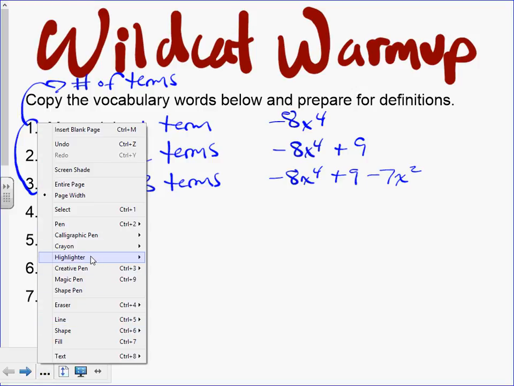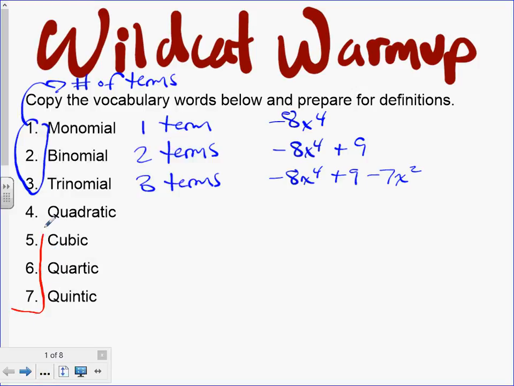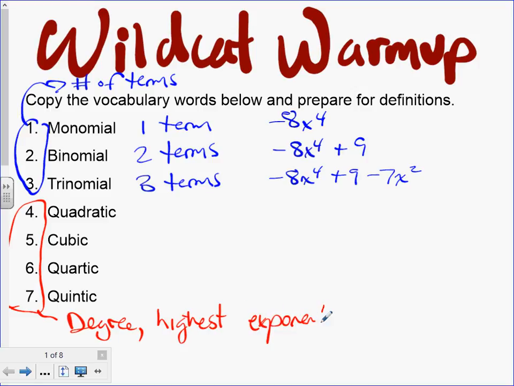Then I want to talk about something else down here. Now I want to talk about the degree. And how do you find the degree? The highest exponent. So if I say that this polynomial or this function is quadratic, what that means is it is a second degree polynomial. In other words, its highest exponent is what? 2.